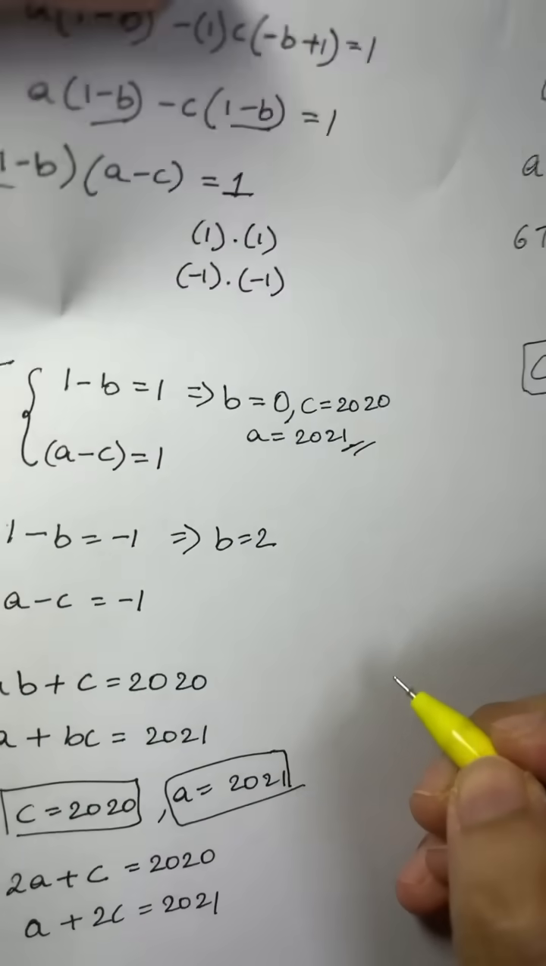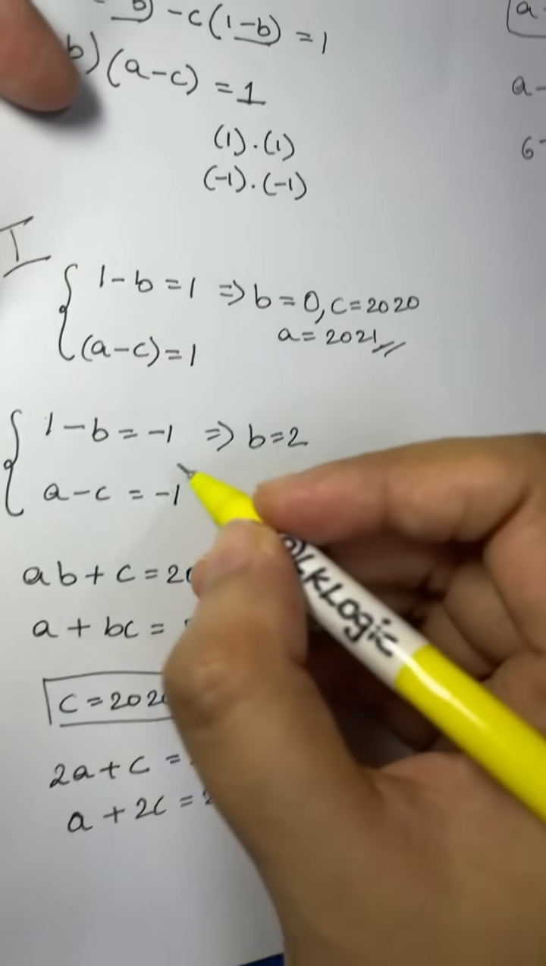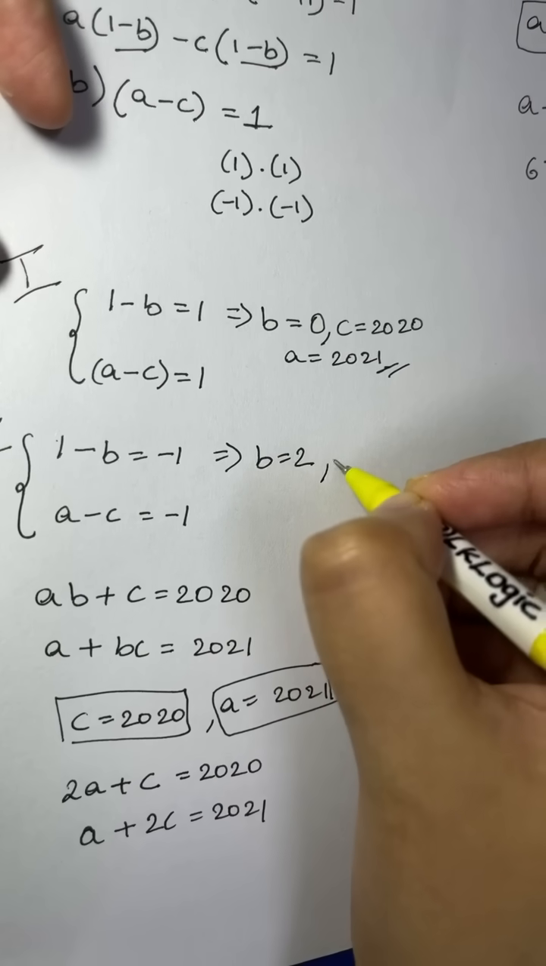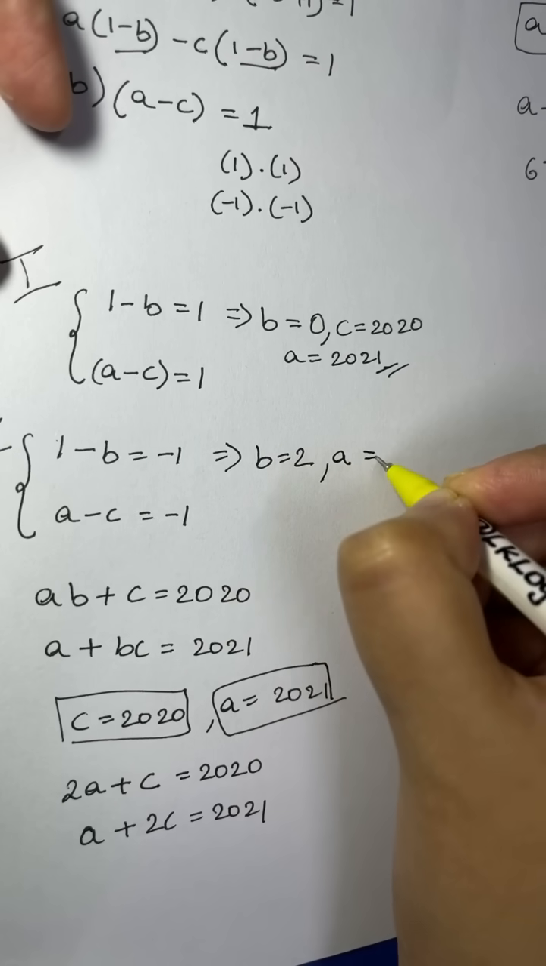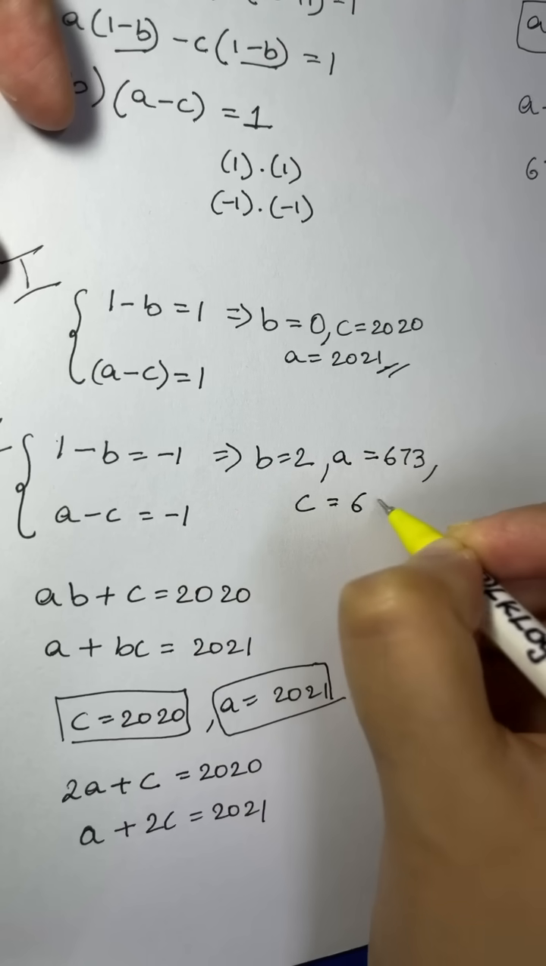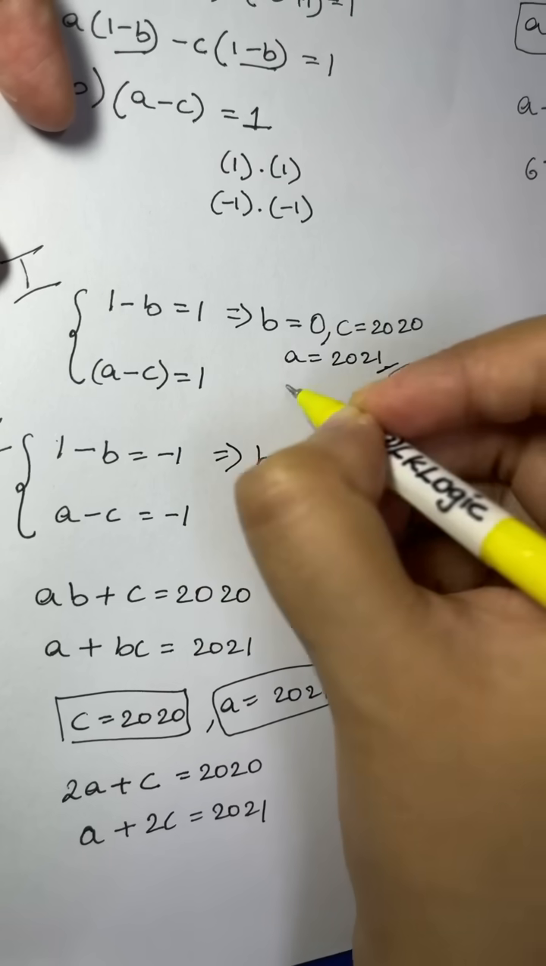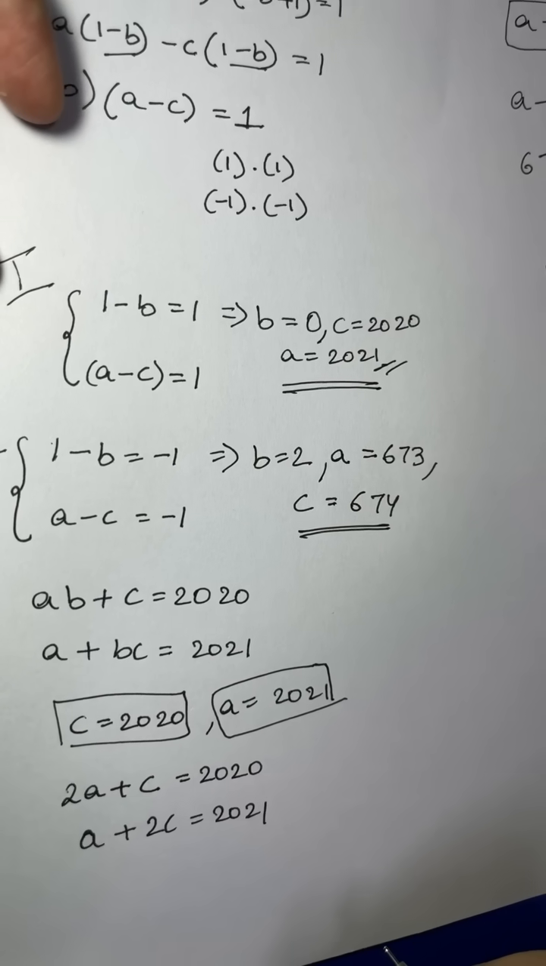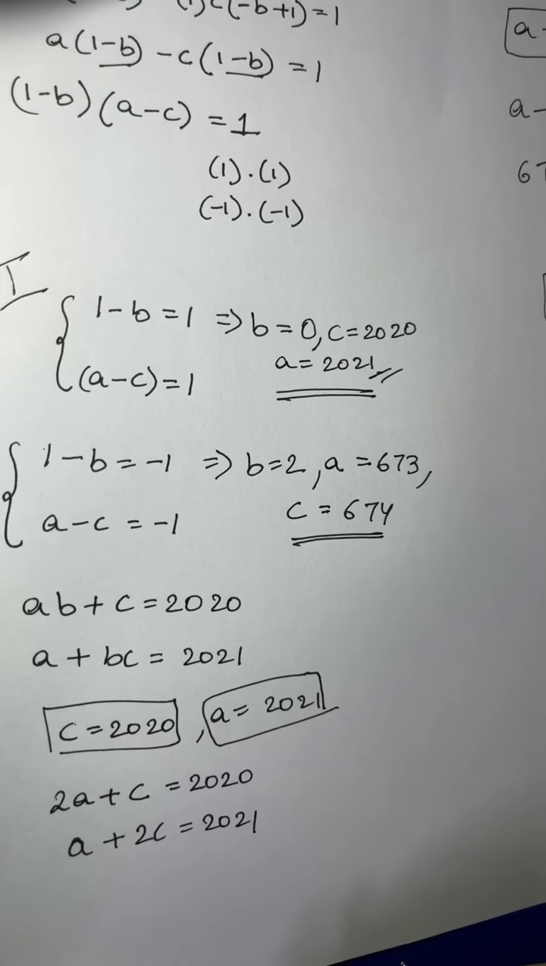So we got the values of A, C and B. When you have this, the value of A is 673 and the value of C is 674. So we have solved for the variables A, B and C.